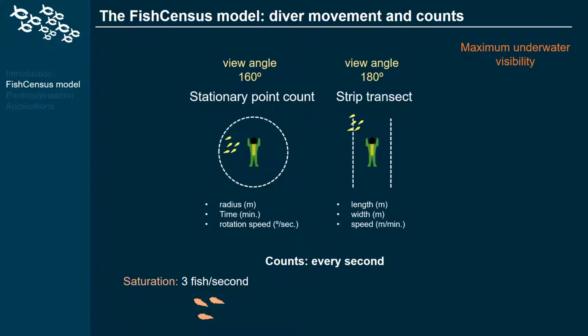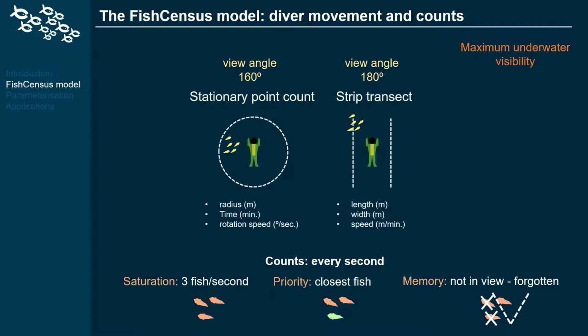There is a count saturation of 3 fish per second, because it's not humanly possible to count 100, 200, 300 fish. Even if they're in front of us, it's very difficult to count all of them in 1 second. Priority is given to the closest fish, and there's a memory, as I told before, and when fish leave this cone of vision defined by view angle and water visibility, they are forgotten, and if they come back in, they may be recounted.